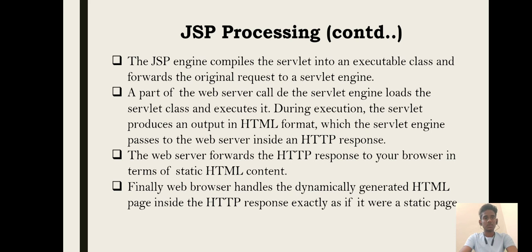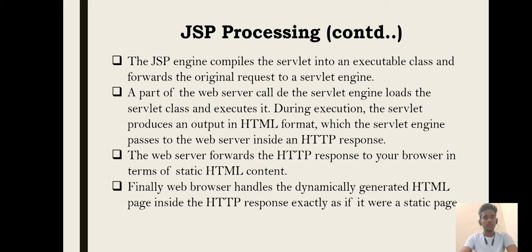JSP processing. The JSP engine compiles the servlet into an executable class and forwards the original request to a servlet engine. A part of the web server called the servlet engine loads the servlet class and executes it. During execution, the servlet produces an output in HTML format, which the servlet engine passes to the web server inside an HTTP response.